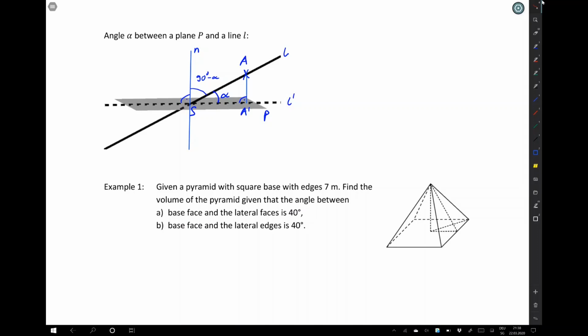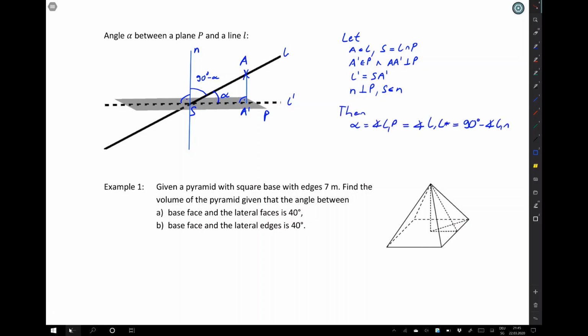Let us formalize this again. Let A be a point on L and S be the intersection point between L and the plane P. Let then A dash be a point in the plane P such that the line AA dash is perpendicular to the plane P. And then let L dash be the line connecting S and A dash, and let N be a line perpendicular to P and passing through S. Then the angle alpha between the line and the plane P is defined as the angle between the line L and L dash, or as 90 degrees minus the angle between the line L and the normal line N.